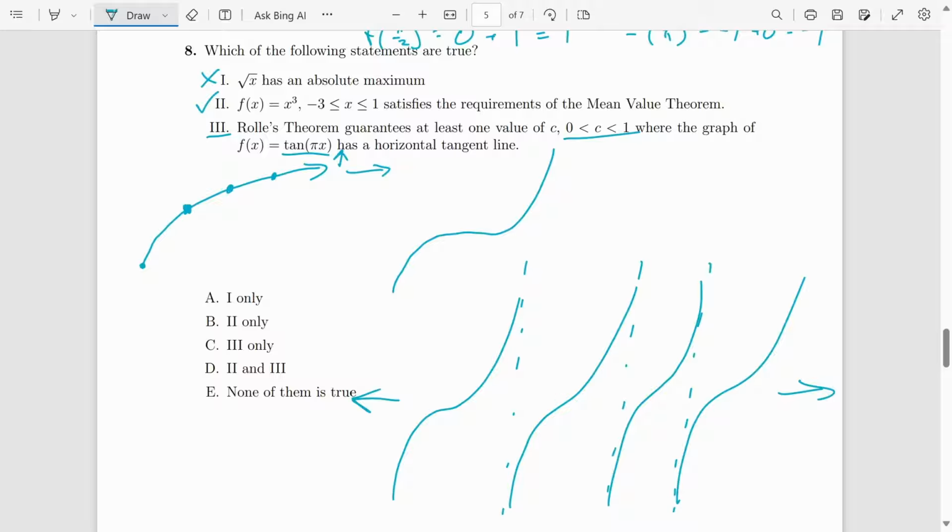I believe it's at every pi over 2 plus pi times k, where k is an integer. I think that's the fancy way of saying it. But there are an infinite number of values that you cannot plug into tangent of x. So tangent of pi times x also has an infinite number of values that you cannot plug into. And because of that, it is not continuous, and Rolle's theorem does not guarantee it. So that one is false. Our answer is answer choice B.